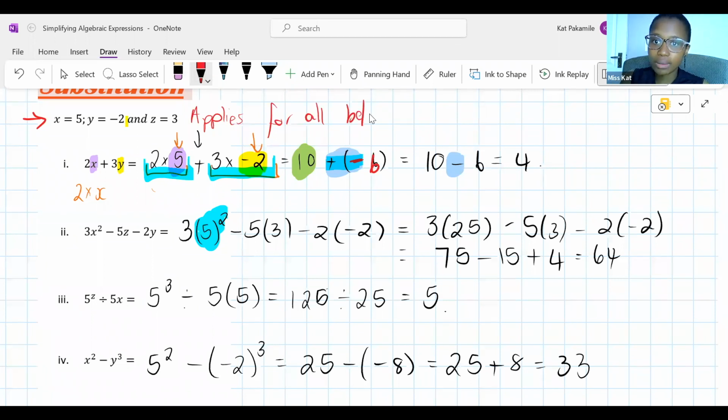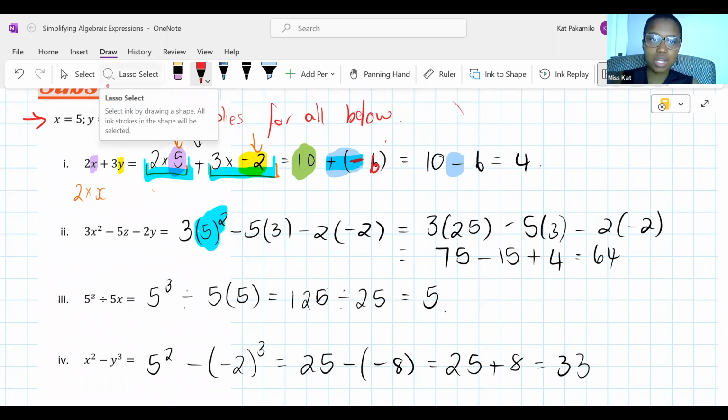Below. So wherever you see an x, you're going to put 5. Wherever you see a y, you're going to put -2. And wherever you see a z, you're going to put 3.